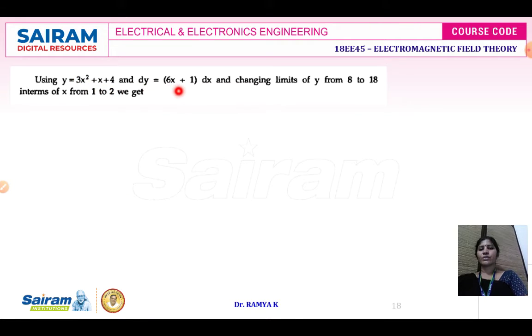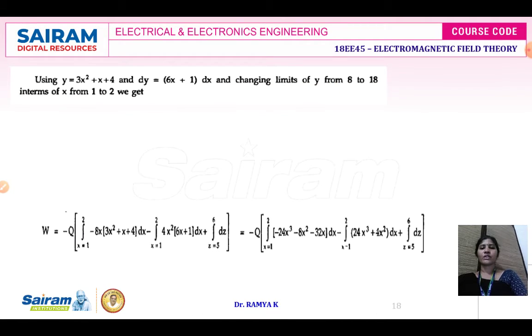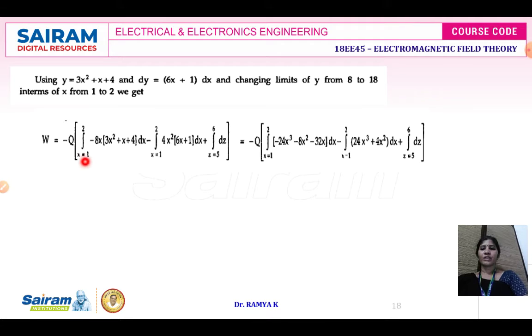dy is equal to 6x plus 1 dx, and changing the limit of y from 8 to 18 in terms of x, from 1 to 2. Because we had 4x square dy here, the dy is replaced in terms of x. Since we have the x term here, the integration limit also stands for x.